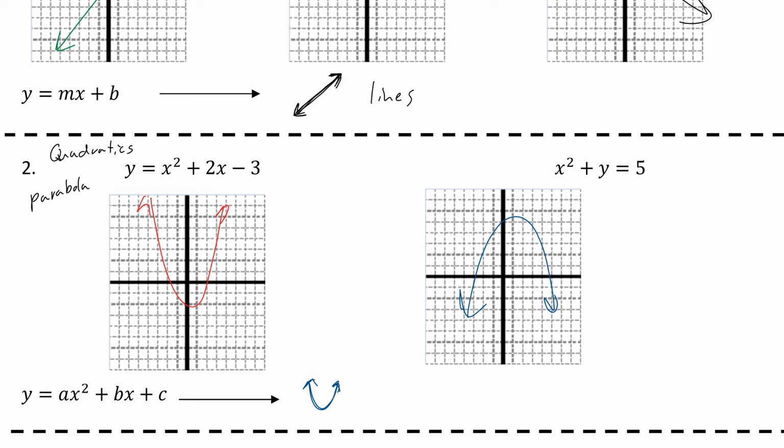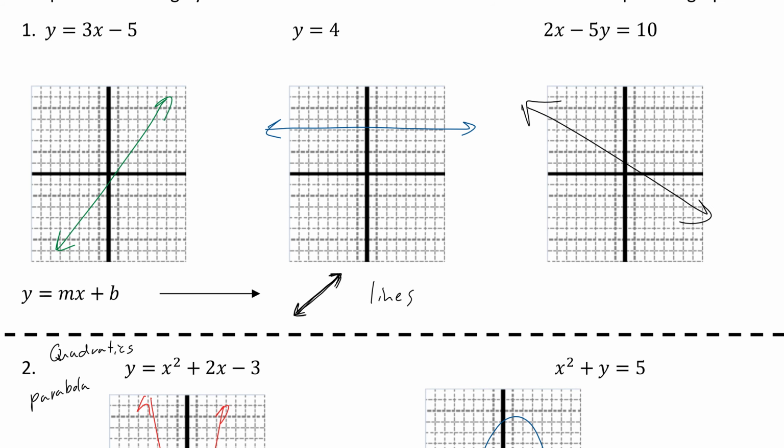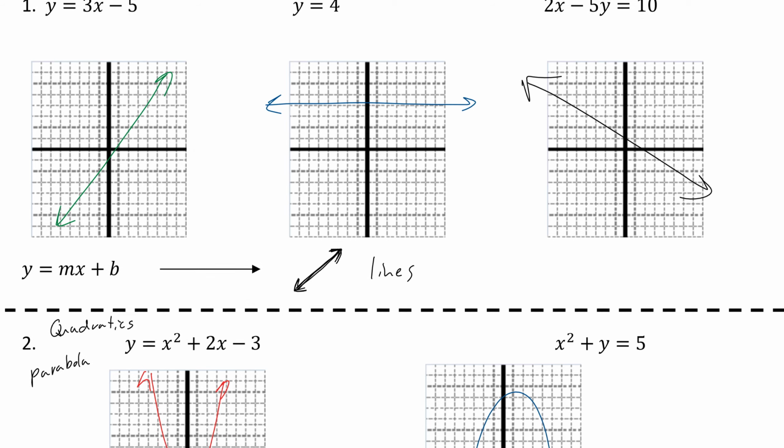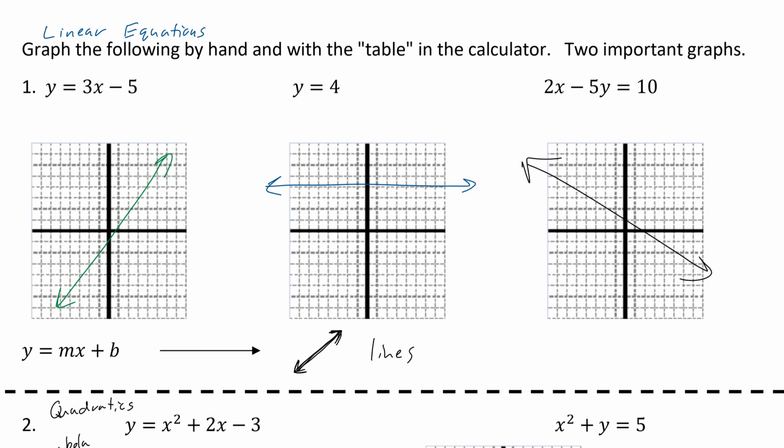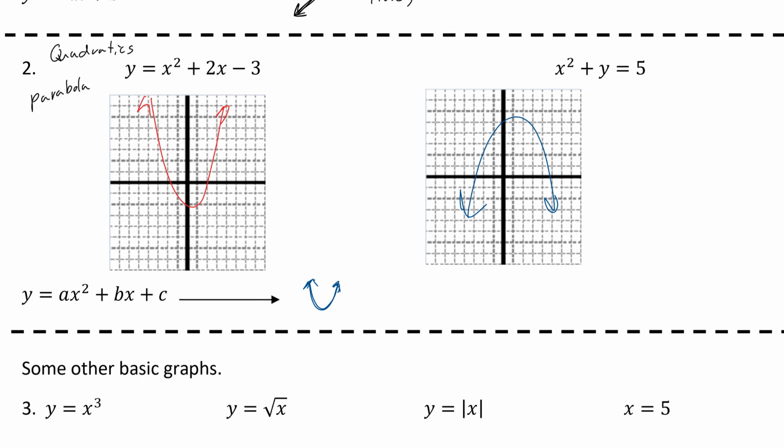So anytime you see that x squared is the leading term, you're going to get this parabolic shape. And when there's no exponent, it's a line. So when you're graphing these, you're looking for that parabolic shape when it's an x squared, and for the line shape when it's no exponents.